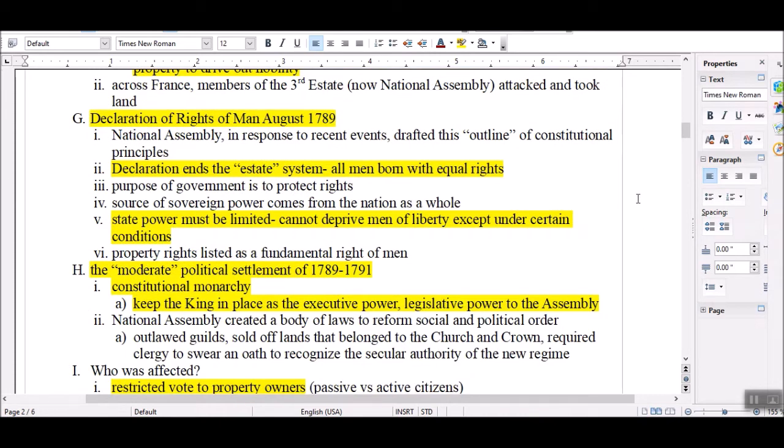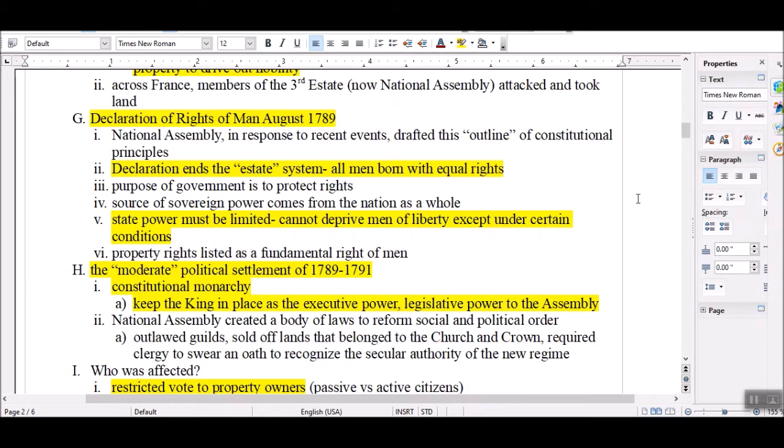Probably the most important document to come out of the French Revolution would be the Declaration of Rights of Man. This is somewhat similar to our Declaration of Independence. It's almost a cross between the Declaration of Independence and the Constitution. This is an outline of what they plan to do with the Constitution. So the Declaration says we are ending the estate system. It's gone. Everyone is born with equal rights.